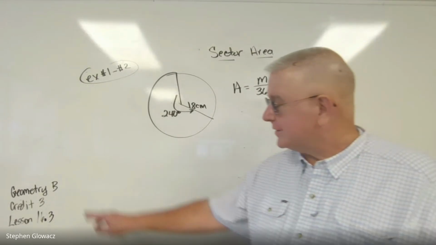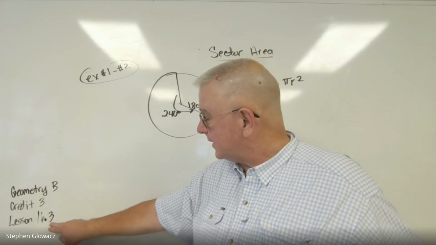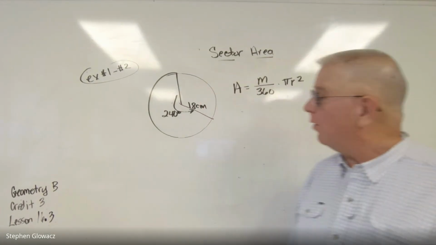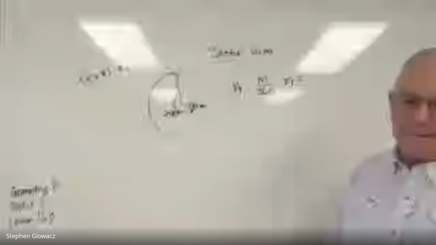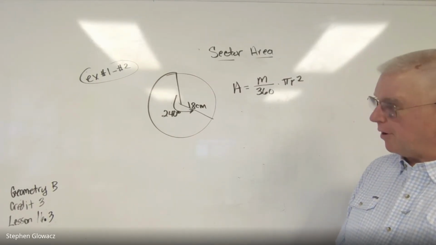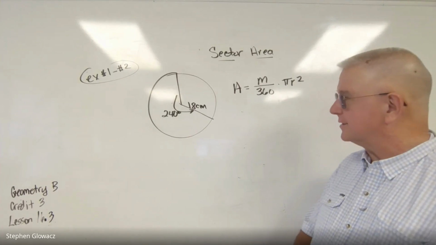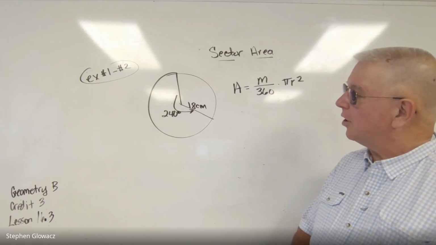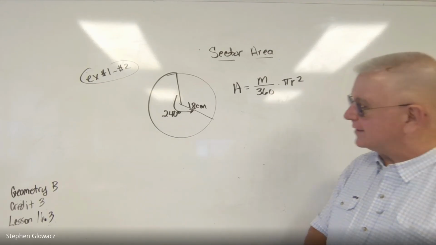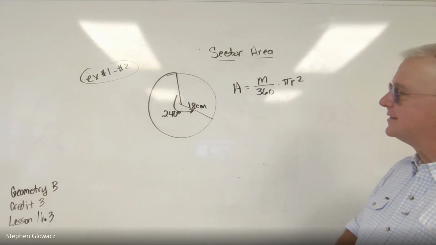These are the examples for Geometry B, Credit 3, Lesson 16.3. Or should I say example? Once again, just as in the previous video, we only have a couple problems, and both are the same. We're giving you a couple problems to practice this skill. And so there's just one example for Lesson 16.3. In 16.3, we're finding sector area.